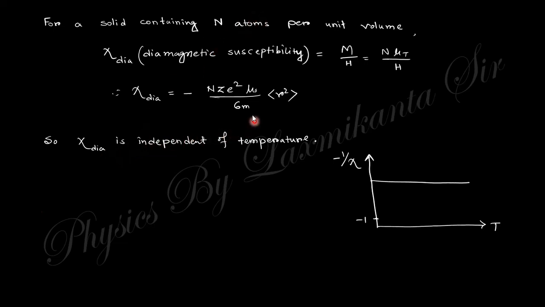So chi is independent of temperature. You can see there is no expression of temperature. So you can see this is independent of temperature. So in the temperature variation, the chi will be like that, constant.